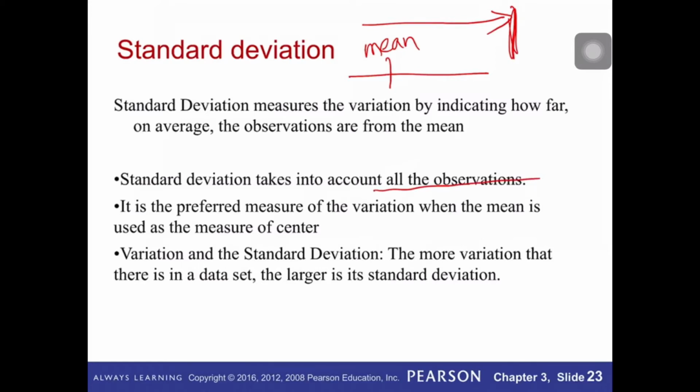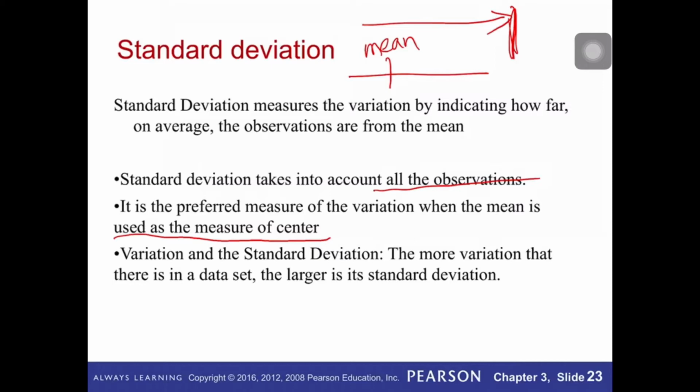It is the preferred measure of variation when the mean is used as the measure of center. If we are using mean or average as a measurement, then we can use the standard deviation. Because if you remember, when we consider mean, sometimes we have outliers, so the mean is not a good measurement. But if we don't have outliers, we can use mean, and then we can use standard deviation too.